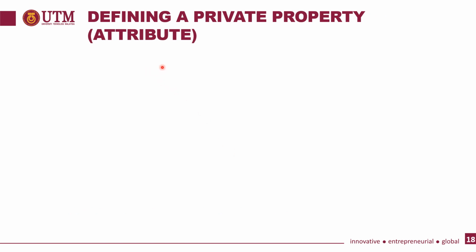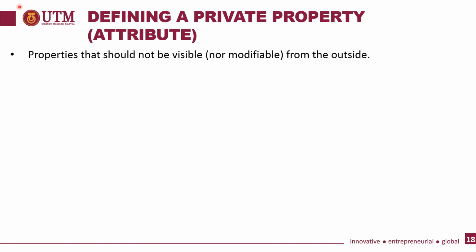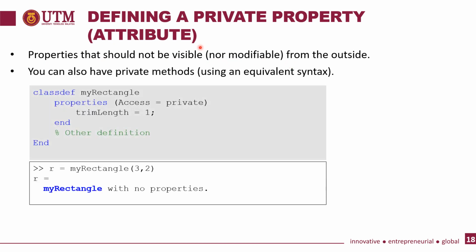Next is all about a private property. How do you define a private property? Before we proceed, what is actually a private property? Private properties are properties that should not be visible or modifiable from outside. For example, you can also have private methods using an equivalent syntax. So this is how you can initiate a private property. You need to put properties in brackets, access equals private, and then trim length equals 1. So you want the trim length property to be private, where others cannot see your properties.